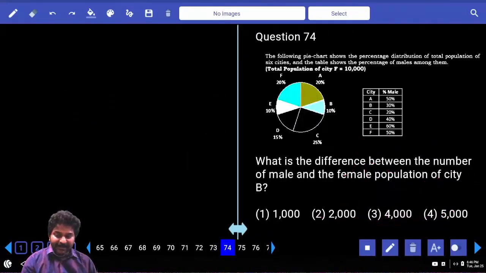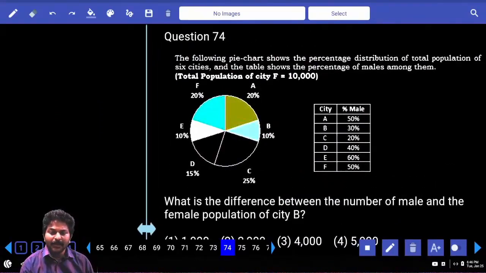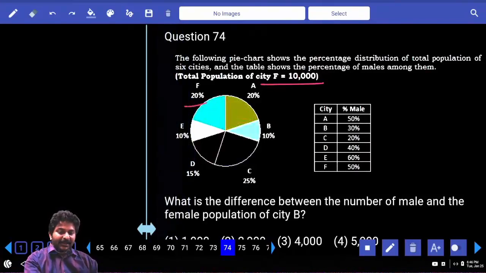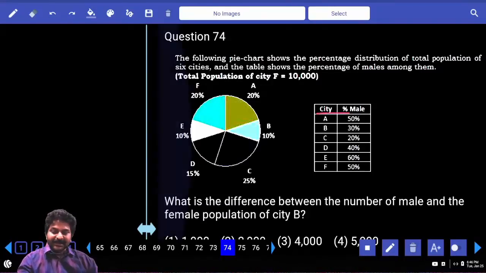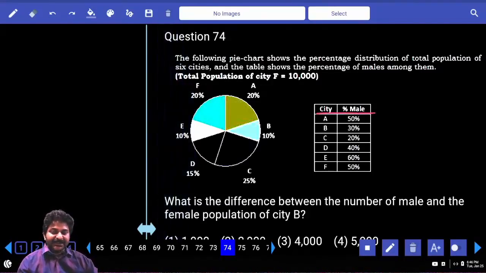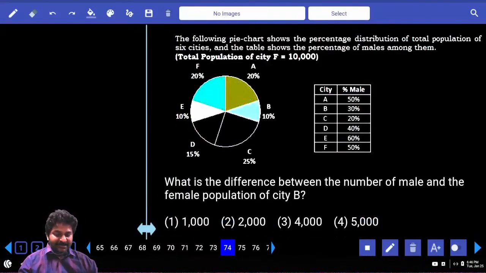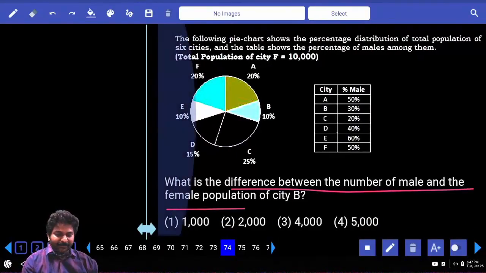So now look at the data. Total population of city F is 10,000. That means 20% is 10,000. Correct? Next. There is a table which says the percentage of male in each city. Okay. Now let's see the question. Don't write anything. What is the difference between the number of male and the number of female in city B?